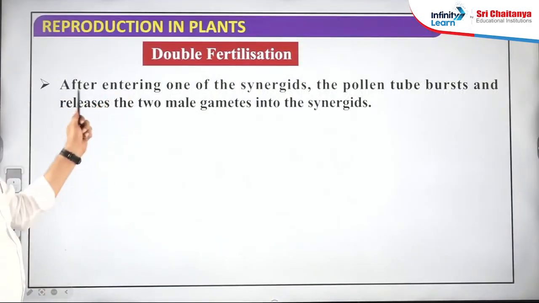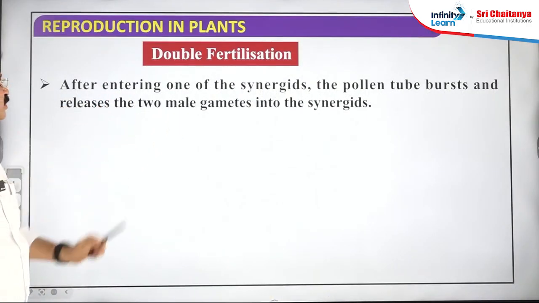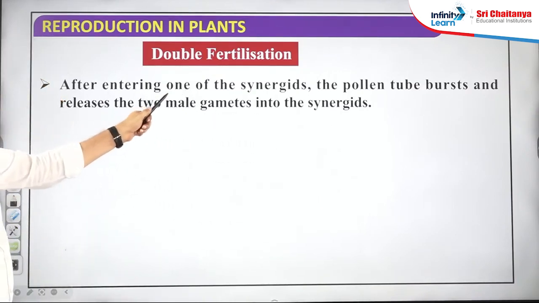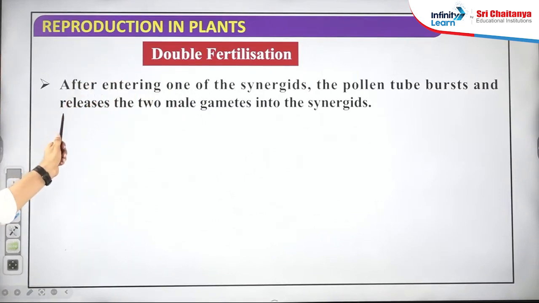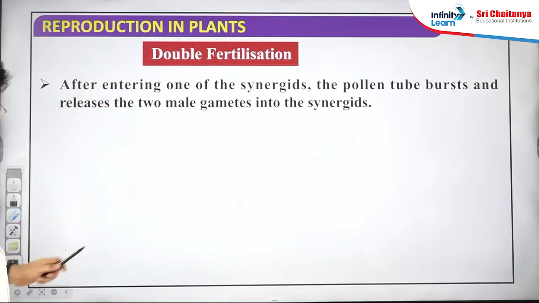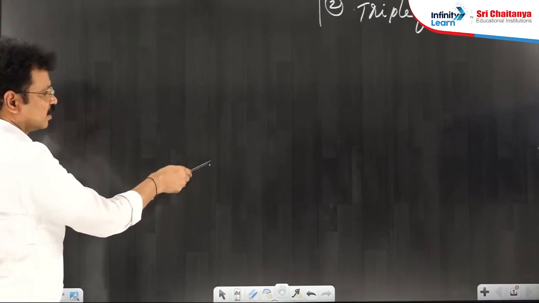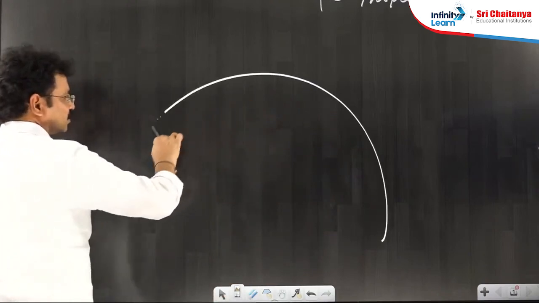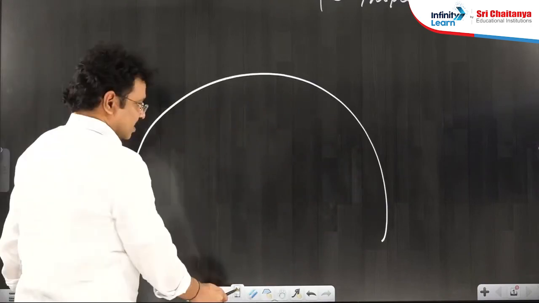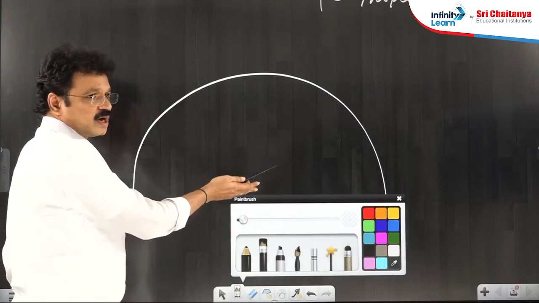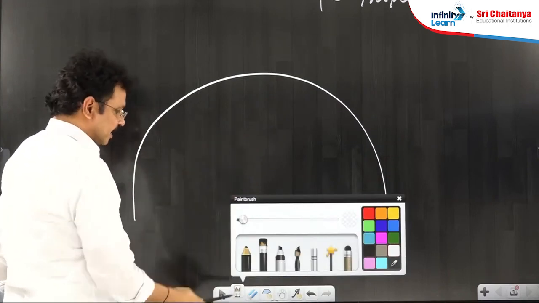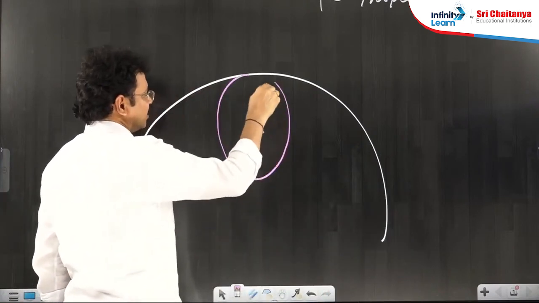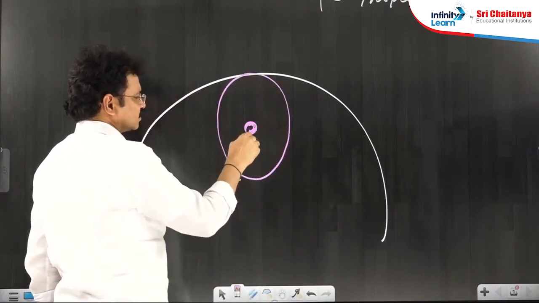Observe here. After entering one of the synergids, the pollen tube bursts and releases the two male gametes into the synergid. I will draw one diagram here. Identify the structure. It is the half portion of the embryo sac towards the micropylar area. One egg cell is present.